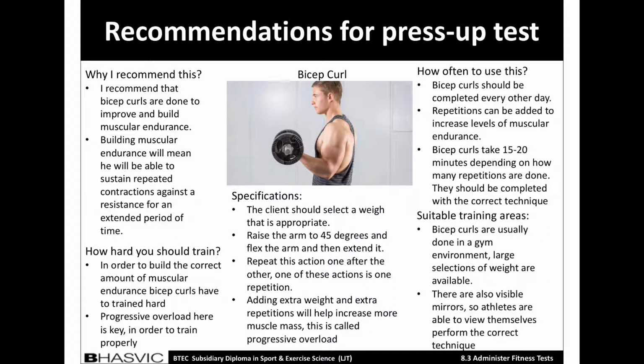Specifications: the client should select a weight that is appropriate, raise the arm to 45 degrees and flex the arm and then extend it. Repeat this action one after the other. One of these actions is 1 repetition. Adding extra weight and extra repetitions will help increase more muscle mass. This is called progressive overload.